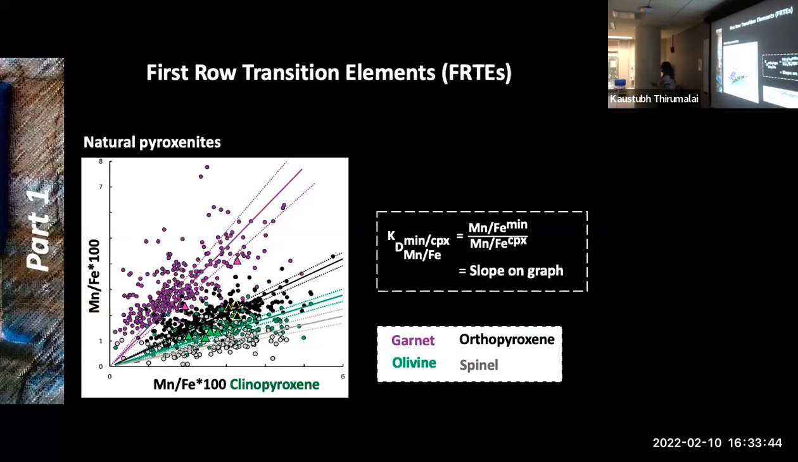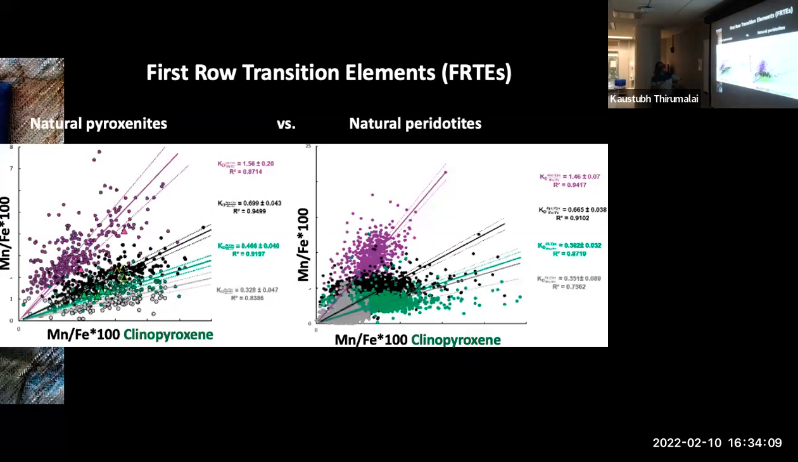So we did this regression for all these KDs. What's important now is to look at this range. As you can see, for each mineral you have a relatively minimal overlap between these ranges, which means we now have a good estimation of the exchange coefficients for every mineral. We can also compare what we get as coefficients between natural pyroxenite and natural peridotite.